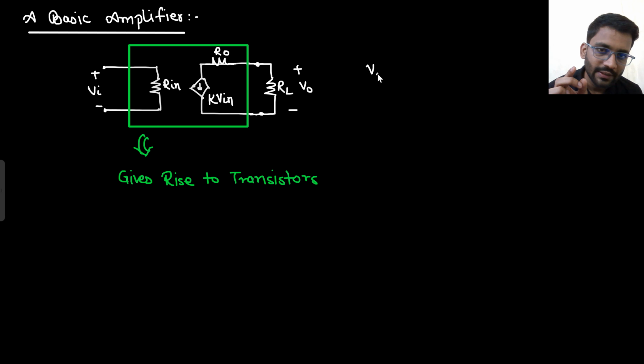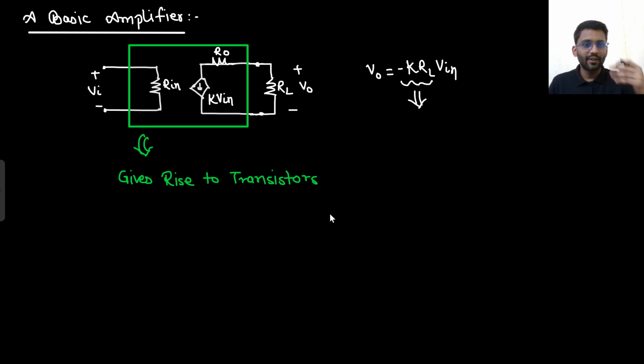Your output is minus K into RL into Vin. So basically your output is amplified by this. Now you have control over RL, and you have control over K. So based on K and RL, you can have an amplified output. What did we do? This is an amplifier.